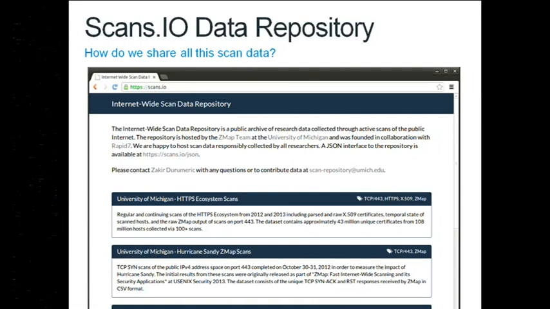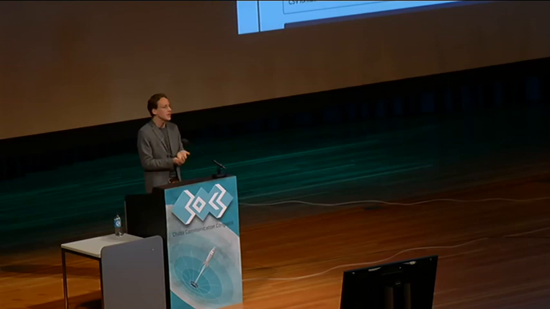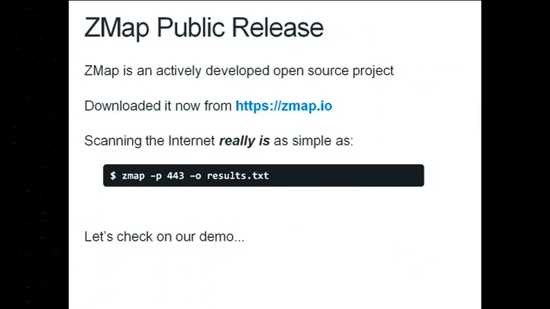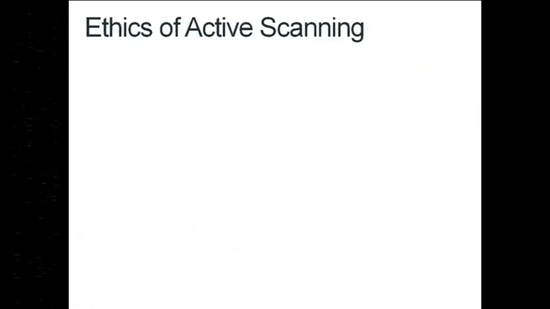We're getting data from Rapid7 now already. So if you go to scans.io, you can download the data sets, do your own data mining on them yourselves, and ask probing questions. ZMap is also available online. You can get it here. Our demo is not actually running, but I'll run it soon.